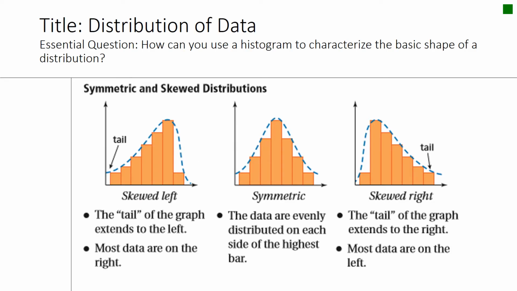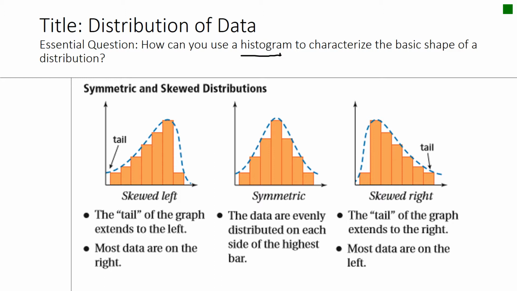Go ahead and title this "Distribution of Data," and your essential question: how can you use histograms today to characterize basic shapes of distribution? One thing I failed to cover yesterday with our box and whisker plots was symmetrical and skewed, what those mean. So I apologize if I forgot to tell you in class.